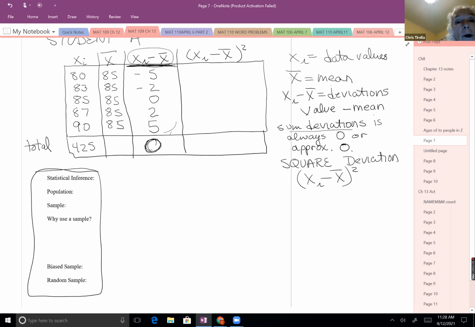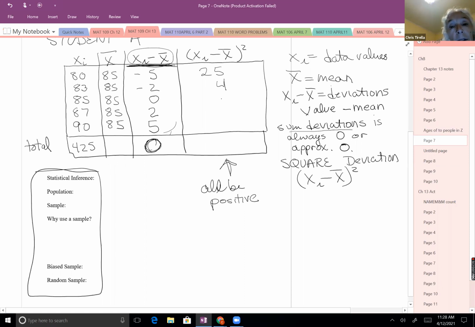Now that looks like a lot of work, but really all we're doing is taking the next door number, which was my deviation, and squaring it. -5 squared, you have to remember that that column should all be positive, because remember your rules for signed numbers. When you square a number, you multiply it by itself, and negative times negative will be positive. So this next one will be 4. 0 squared will be 0. 2 squared will be 4. 5 squared will be 25.